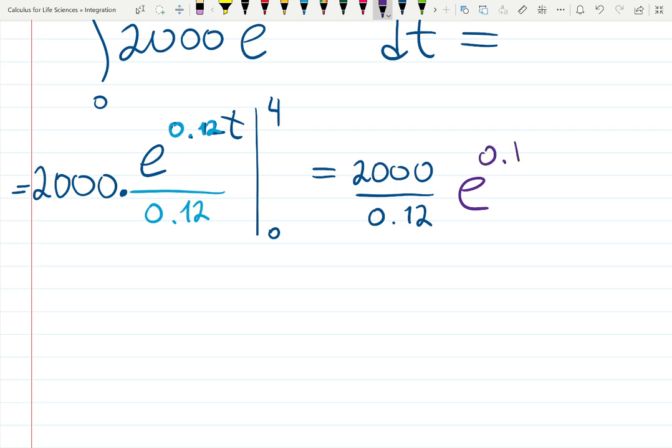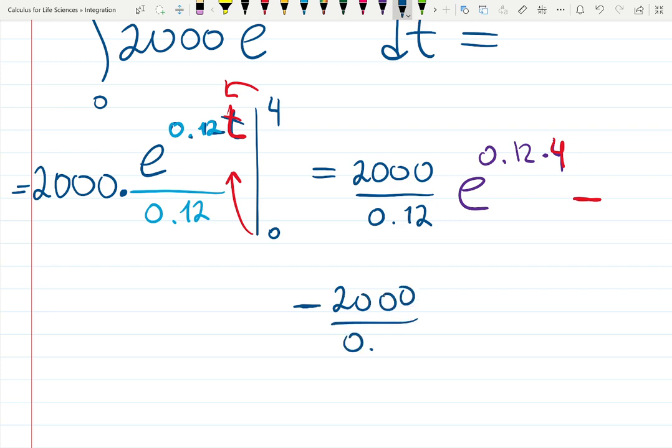e raised to the 0.12 times 4. You see 4 shows up at the exponent where t is. Plugging 4 and plugging 0. Minus is part of the formula. Minus 2000 over 0.12, which shows up from undoing the chain rule, e to the 0.12 times 0.